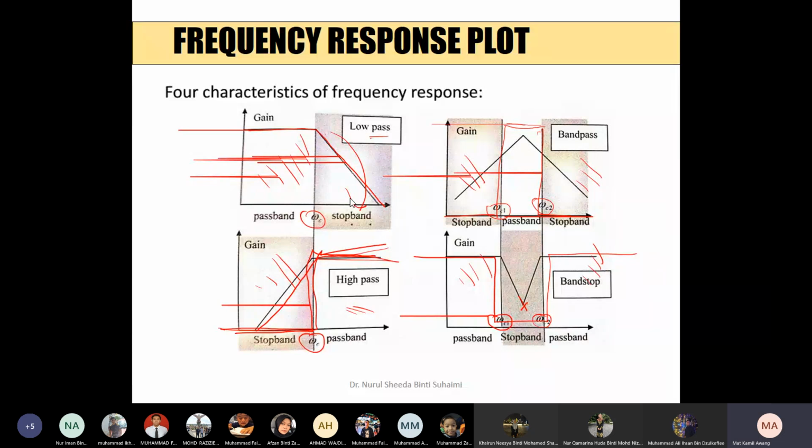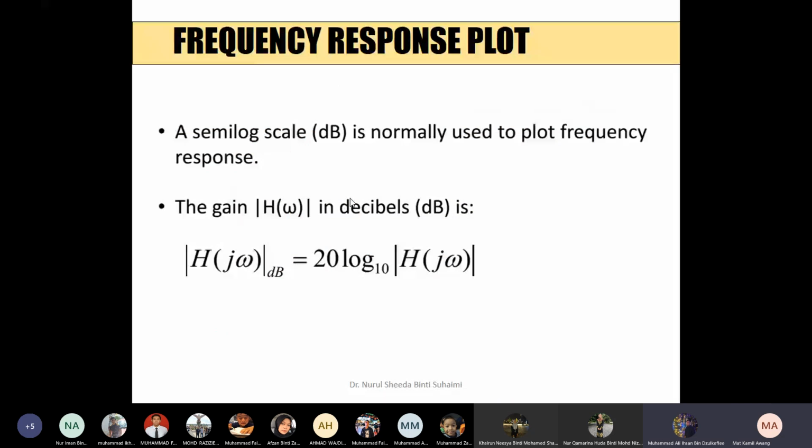Sama jugalah dengan stop band and pass band, cuma band pass you ada dua omega instead of one, left and right. Stop band pun sama, left and right. Right? Okay, sir. Saya ngajar simple je, so that you boleh bayangkan benda tu. Kalau nanti pening.